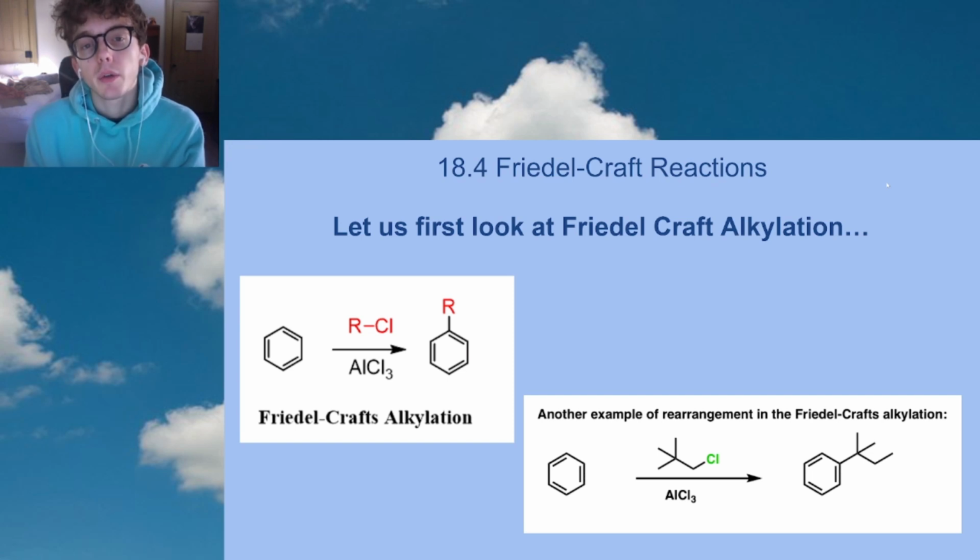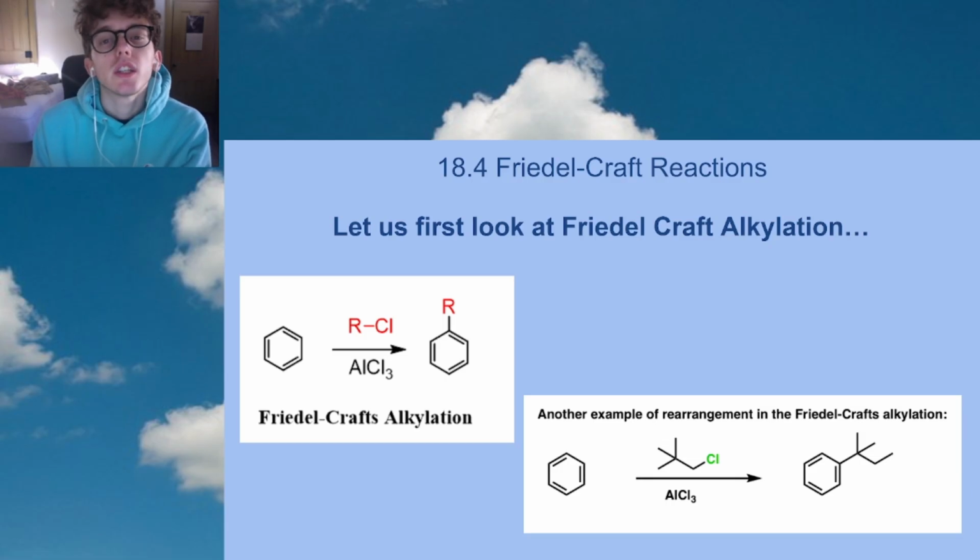Hello everyone, today we're going to be looking at the Friedel-Crafts reactions, specifically alkylation and acylation. This first one that we're looking at is alkylation, and that's just adding an alkyl group in a similar fashion to what we've seen with the nitration and the sulfonation and the halogenation, same sort of fashion, having that aromatic compound but adding an alkyl group.